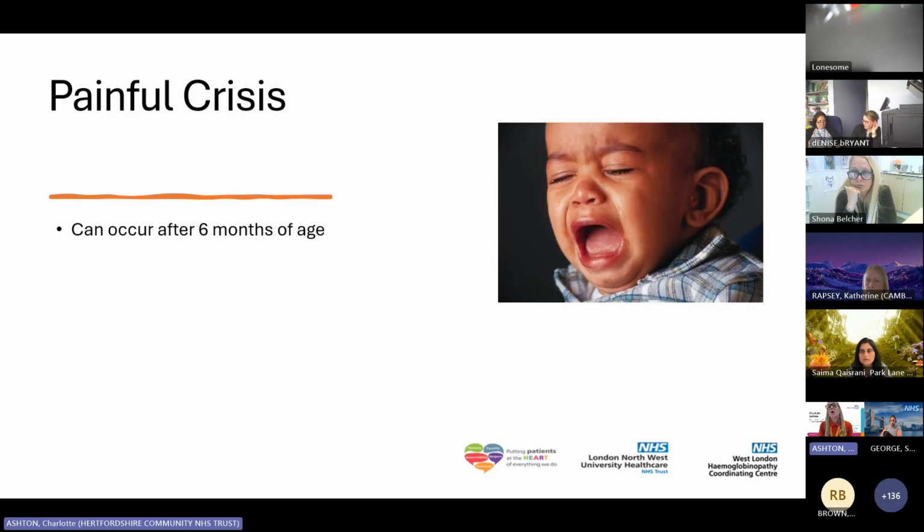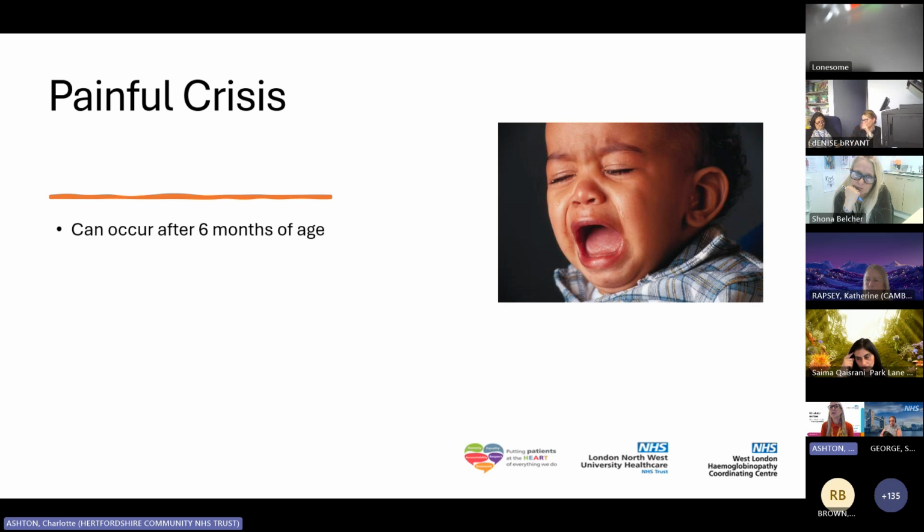So my job is to give the diagnosis following the newborn blood spot. So I usually visit families around 2 to 3 weeks to give that sickle cell diagnosis. But at that point, I can reassure parents that their baby will not develop symptoms for the first 6 to 9 months of age. And that's because fetal hemoglobin is the major hemoglobin in utero and persists for about 6 to 9 months after birth.